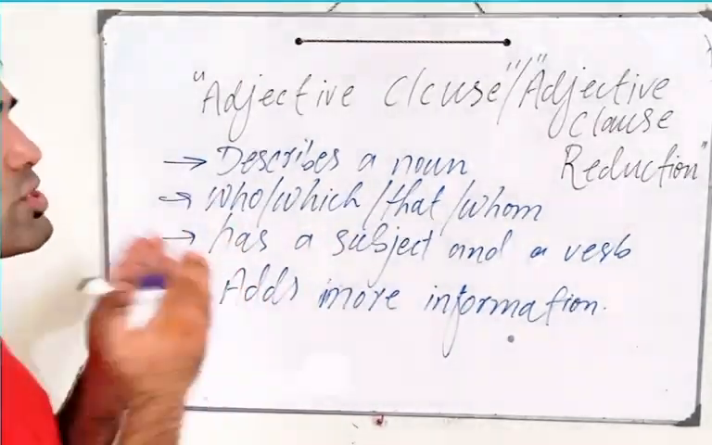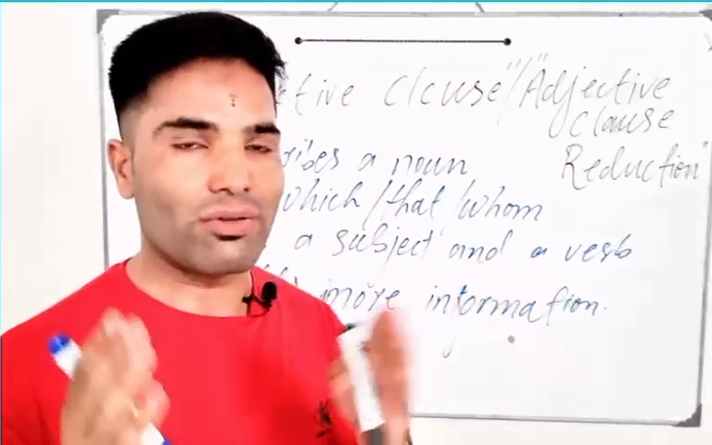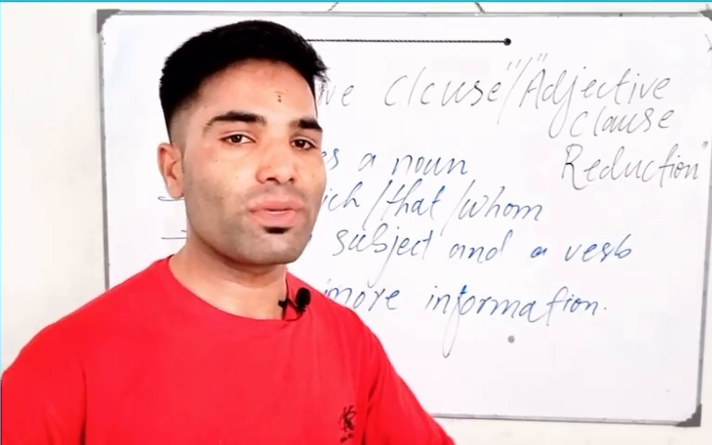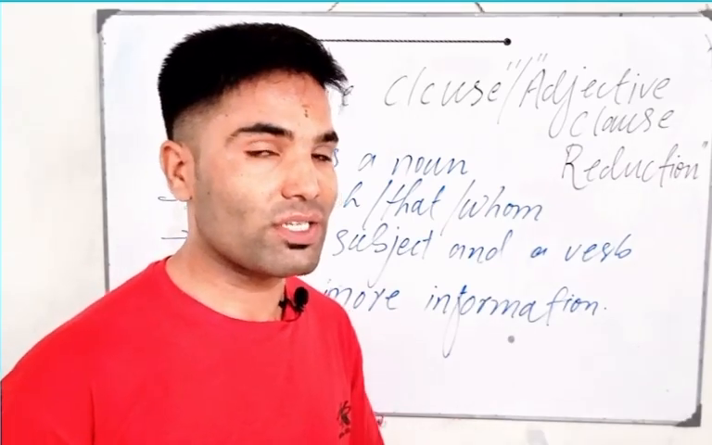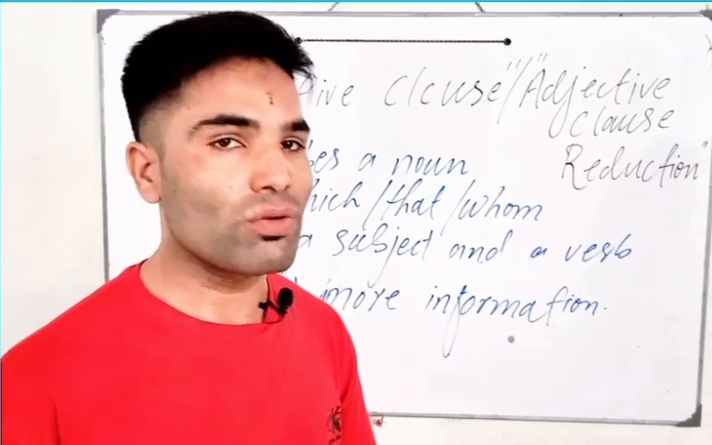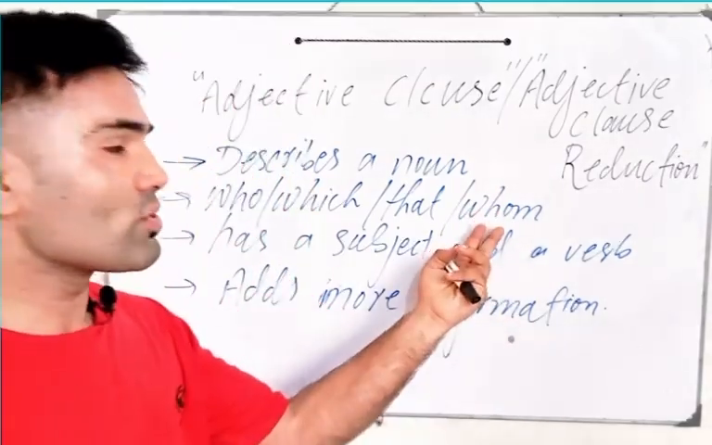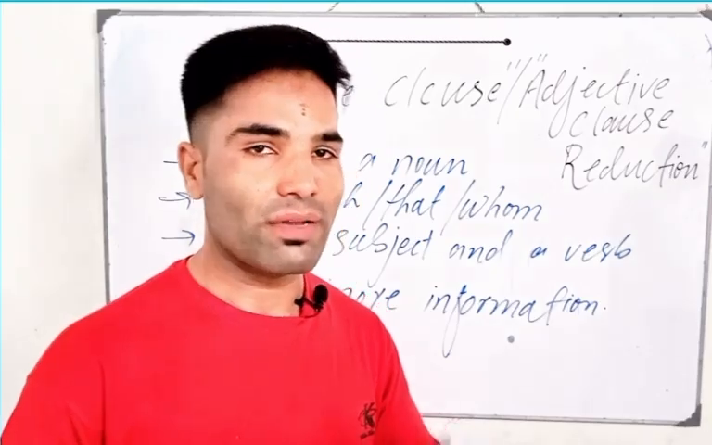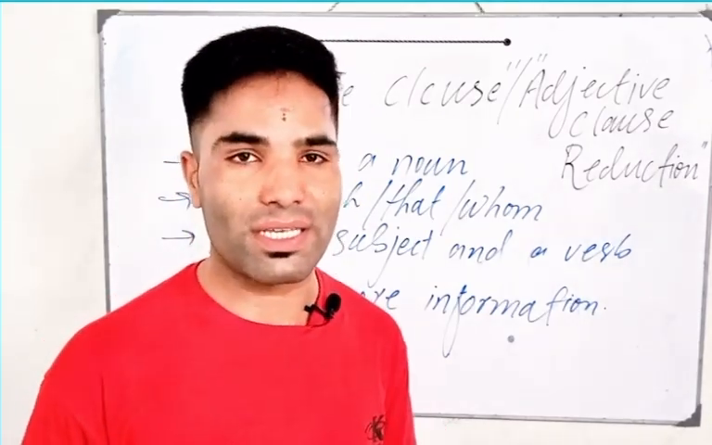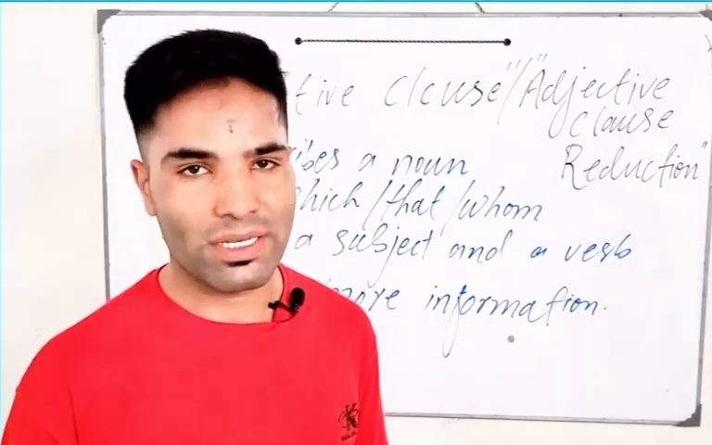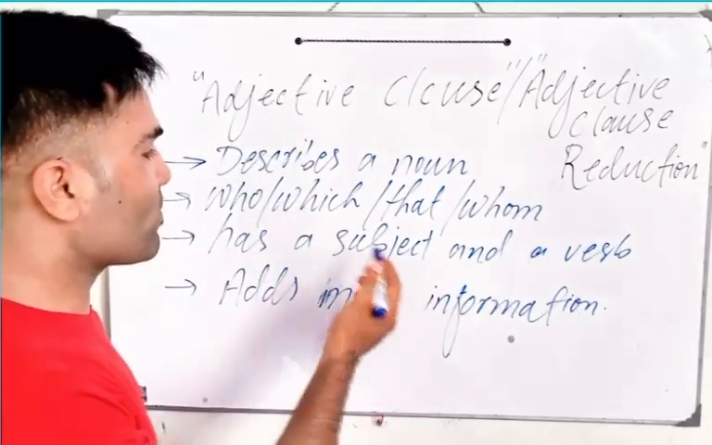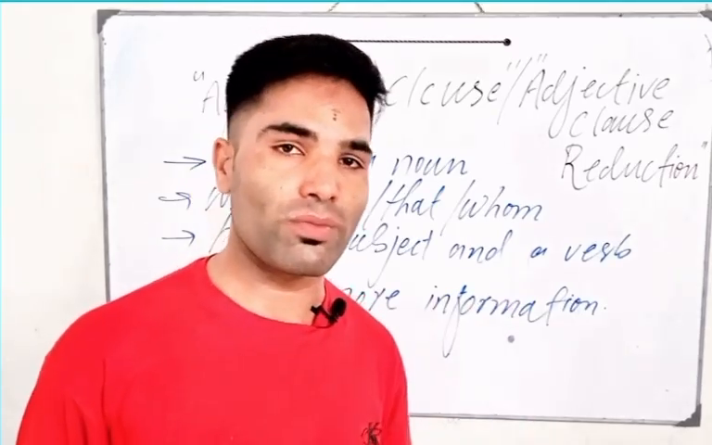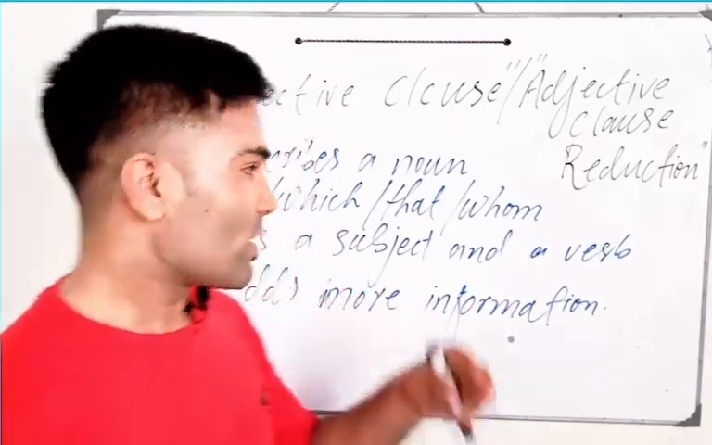Most importantly, who is used for adding more information about a certain person. For example, if you're adding more information about a certain person, you would use the relative pronoun who in the subject clause, and you would use whom to add more information about that person in the object clause. We would know how adjective clause works as a subject clause and how it works as an object clause. Apart from that, that is a sort of neutral relative pronoun which is used for both things and people.